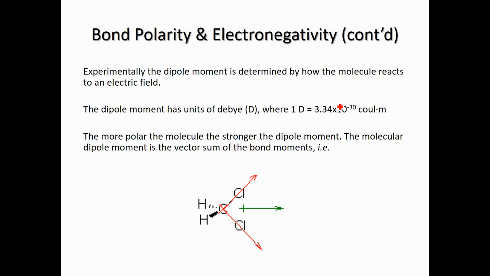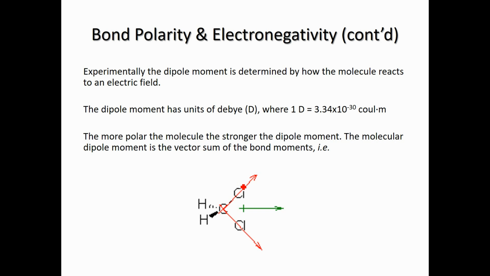By experiment, you can determine the dipole moment depending on how the molecule reacts to an applied electric field, and that will be given a value in coulombs. Okay, so the more polar the molecule, the stronger the dipole moment. The molecular dipole is the vector sum of bond moments. Again, physics there, but I won't go deep into that. So all I'll do is make illustrations and examples to explain to you how you can quickly determine whether a molecule is polar or non-polar.